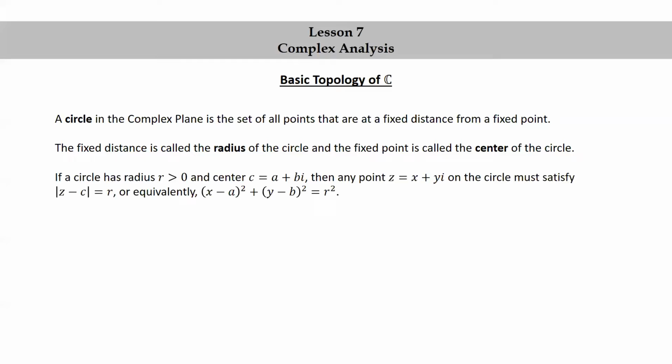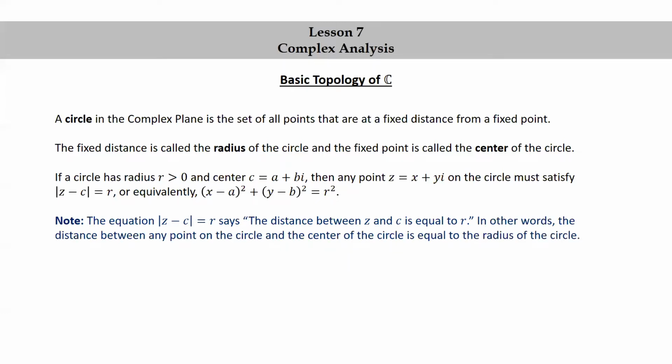If a circle has radius r greater than 0 and center c equals a plus bi, then any point z equals x plus yi on the circle must satisfy |z minus c| equals r, or equivalently, (x minus a) squared plus (y minus b) squared is equal to r squared. Note, the equation |z minus c| equals r says the distance between z and c is equal to r. In other words, the distance between any point on the circle and the center of the circle is equal to the radius of the circle.